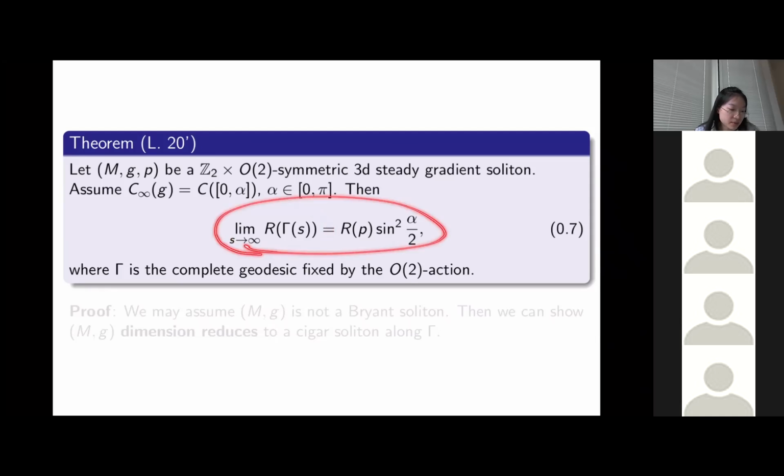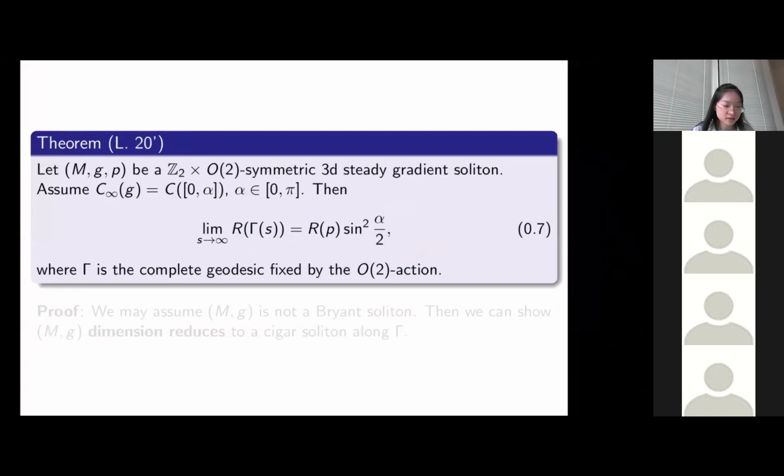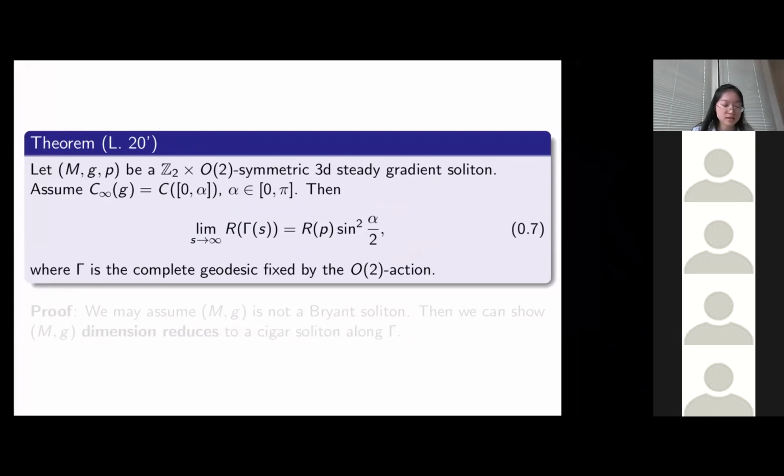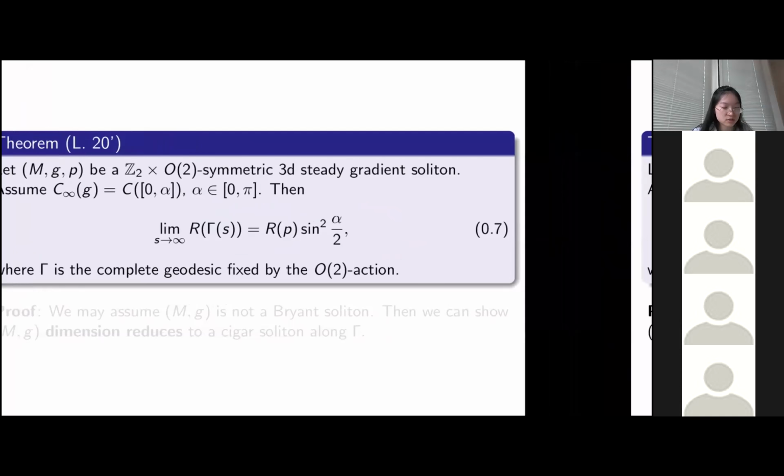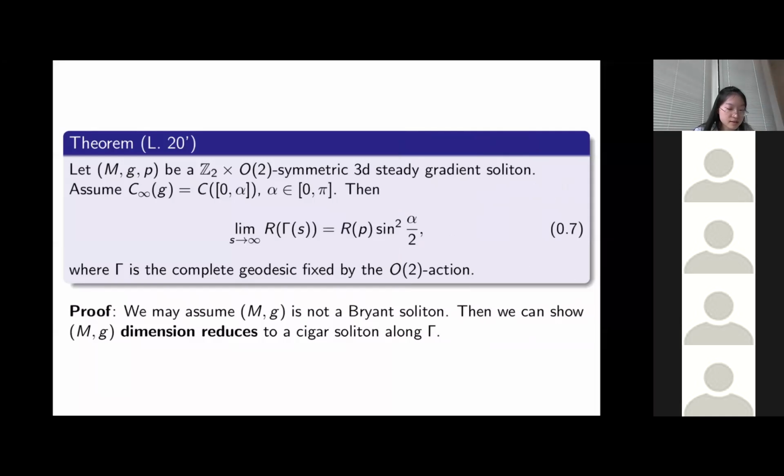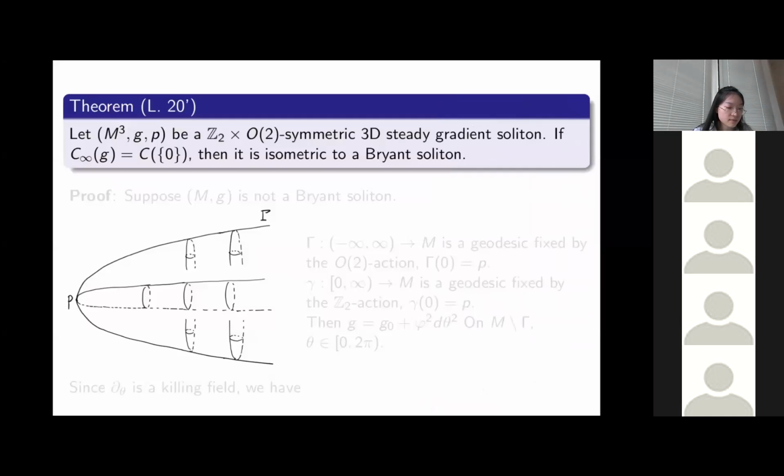Okay, so here's something that we can see directly from this statement. Next I'm going to show you how we can use this relation to show that the flying wing conjecture is actually true. So I hope to show that if the asymptotic cone is a ray, then it has to be asymptotic to a Bryant soliton. Okay, so now here's a proof.